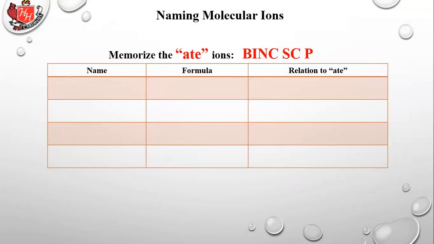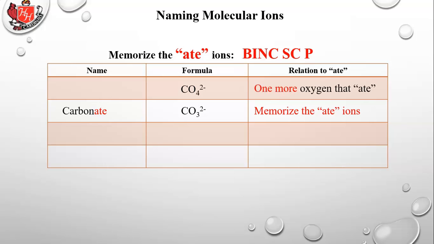So now we're simply going to name some. So carbonate. You have to have that memorized, and it's CO3 2 minus. So memorize the 8 ATE ions. That's carbonate. Now what you do is you add 1 oxygen to that. So it's CO4 2 minus. It has 1 more oxygen than carbonate, but it still has the same charge. The charge does not change. So this has 1 more oxygen than the ATE, the carbonate. That's called percarbonate.